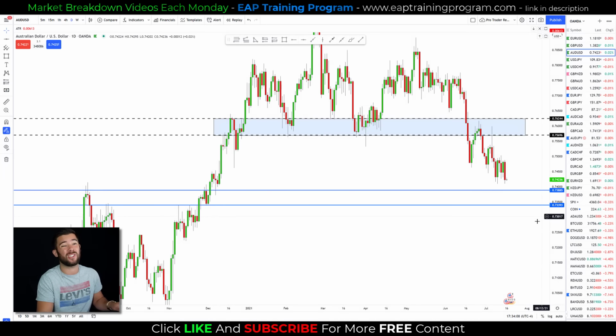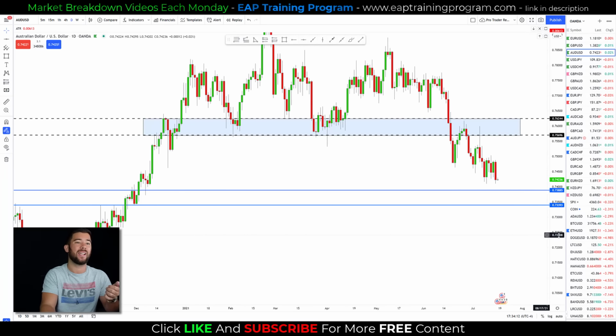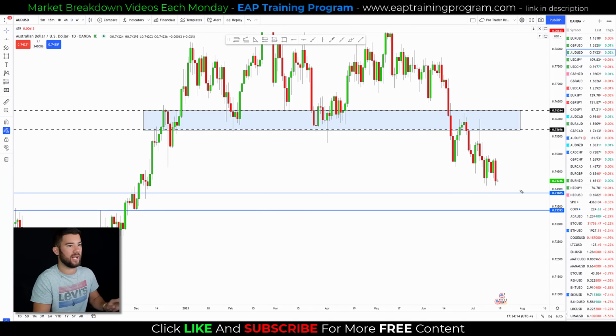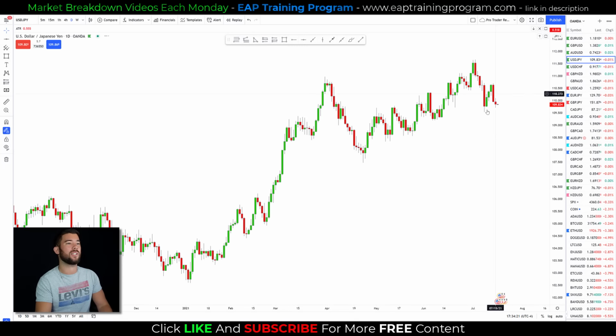With those factors coming together, 0.7388 and 0.7339 is where I'll be looking for possible long trades out of the Aussie dollar if we get into that zone going into next week. Next up, we have the dollar yen.